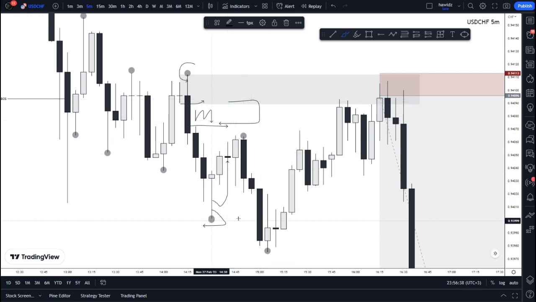So price breaking this structural low right before the session opens means what, right? It's leaving these highs here as potential liquidity highs.